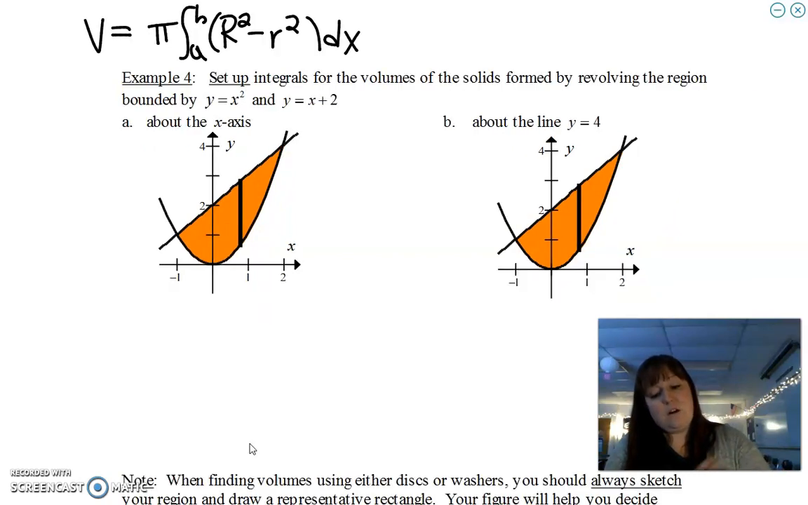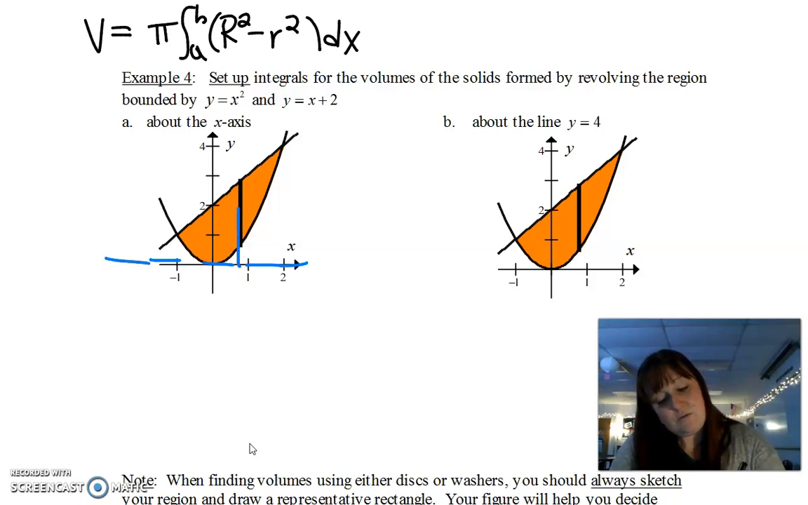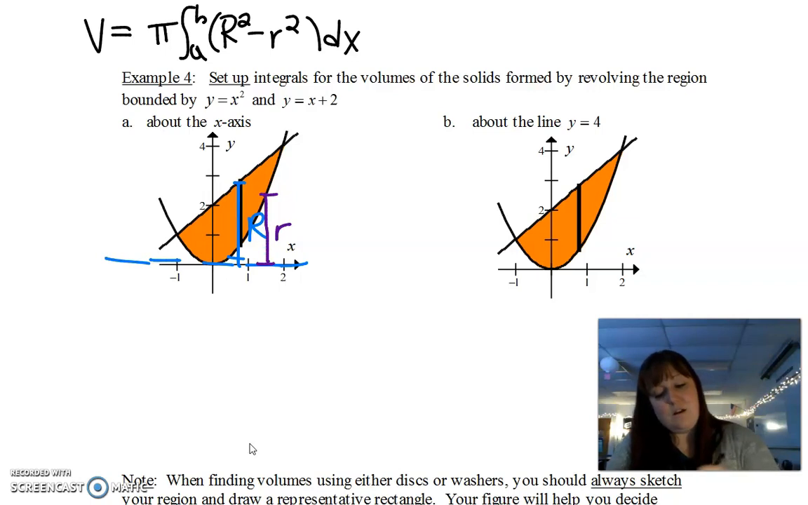Let's find big R and little r on here. Big R is going to be from our axis of revolution, which is the x-axis right here, to the farthest away point on our region. So this is R right here. And then little r is going to be from our axis of revolution to the closest point on our region, which is right there.